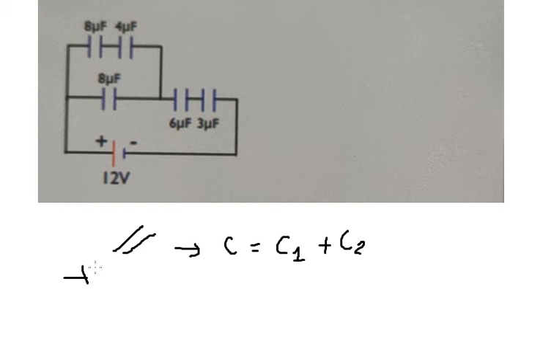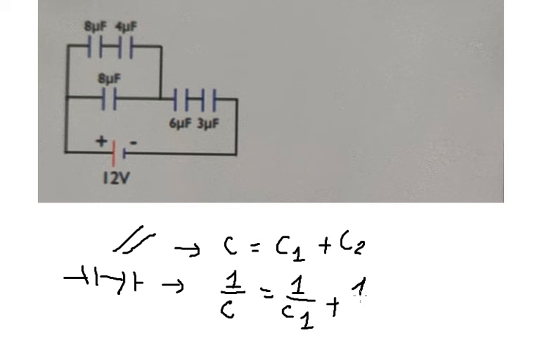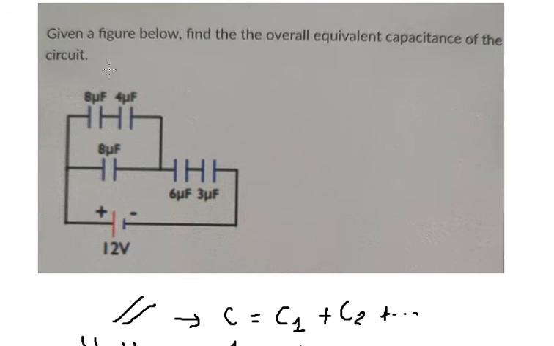For the series, just like this, we will have 1 over C equals 1 over C1 plus 1 over C2 and so on in here. Similar for this one. So we will apply the formula to calculate. In this one, this is the series, so I will use the red color to highlight in here.